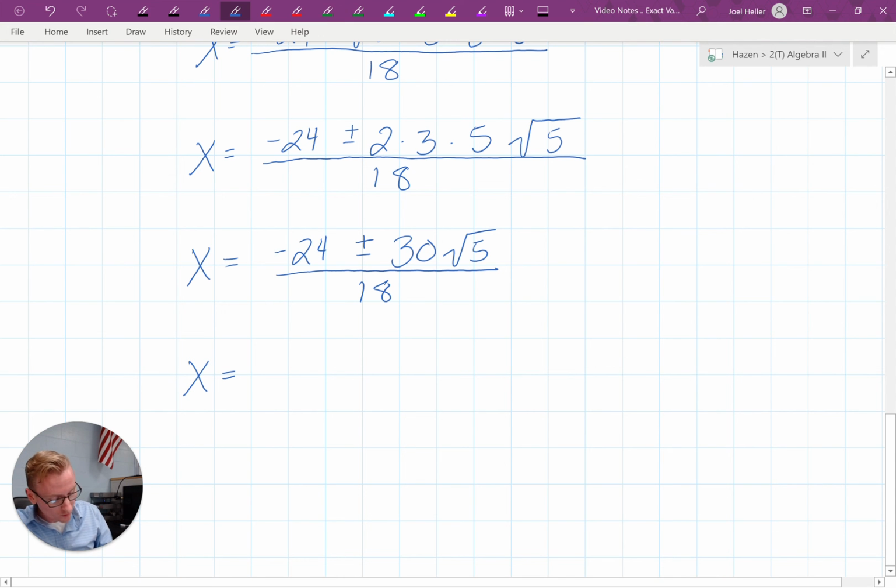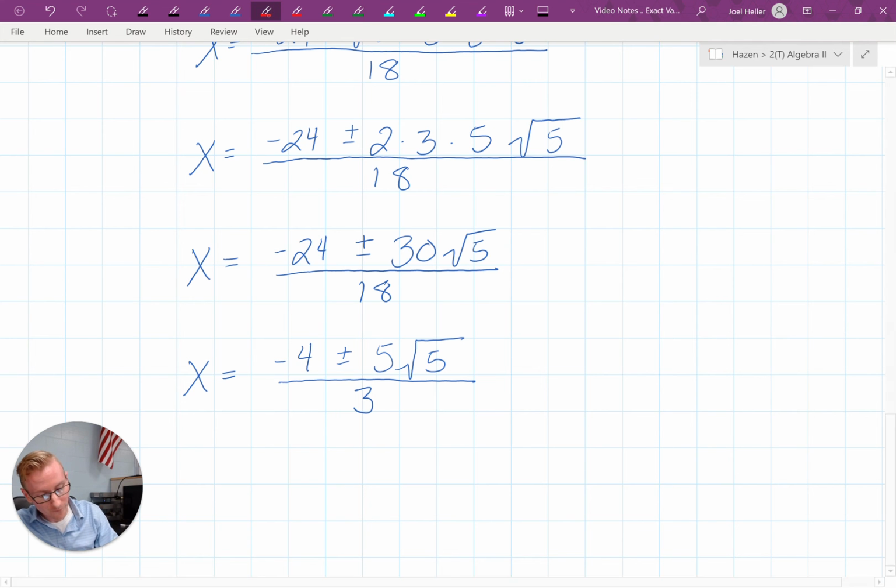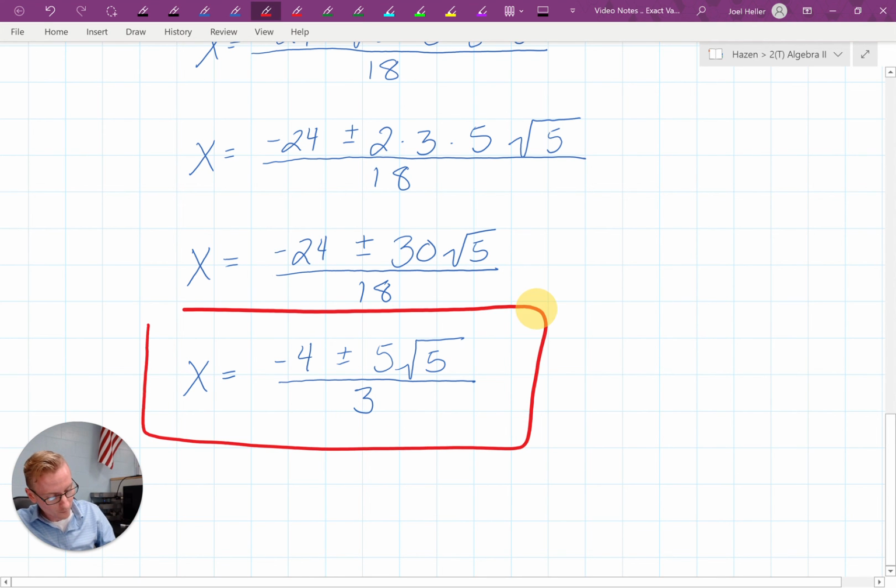So I have x equals 24 divided by 6 is 4. So I got the negative 4. Plus or minus 30 divided by 6 is going to be 5. So you have 5 square roots of 5. And then 18 divided by 6 is going to be 3. And now there's nothing else I can simplify because that negative 4, that 5, and that 3 are relatively prime. They have no common divisors. So my final answer here is x equals negative 4 plus or minus 5 square roots of 5 divided by 3. That's it.